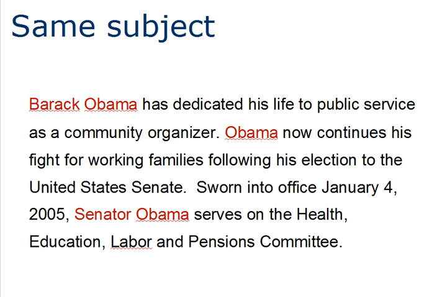Another option is something that we looked at before. This is a text featuring the same subject. So not really having a zigzag structure, you always start with the same element and you add information onto that general concept by always starting with the same element. Barack Obama has dedicated his life to public service. Obama now continues his fight for working families. Senator Obama serves on the Health, Education, Labor and Pensions Committee. This, of course, text was taken before he was elected president.